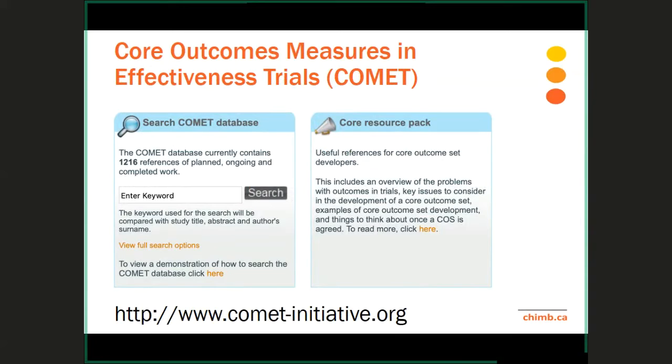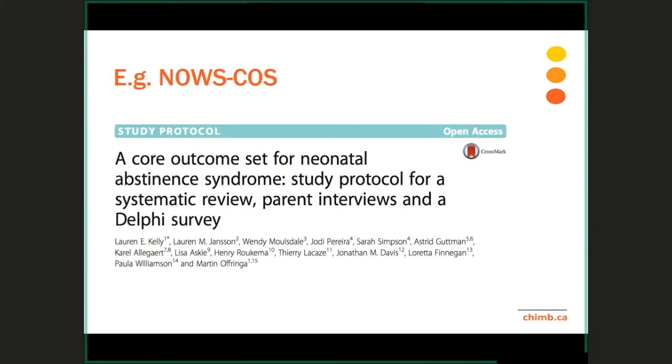It's the COMET initiative website. Like I said, you can just keyword search it. It's super user friendly, and it'll tell you if they're still in development. So you might find a new cool research team to collaborate with. It's a global initiative. So I thought I'd talk a little bit about our core outcome set.